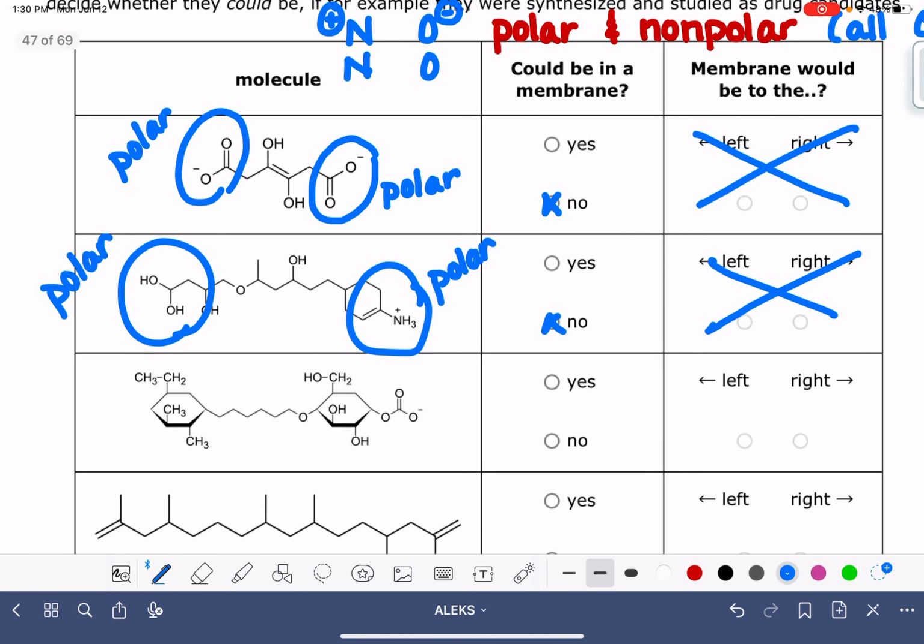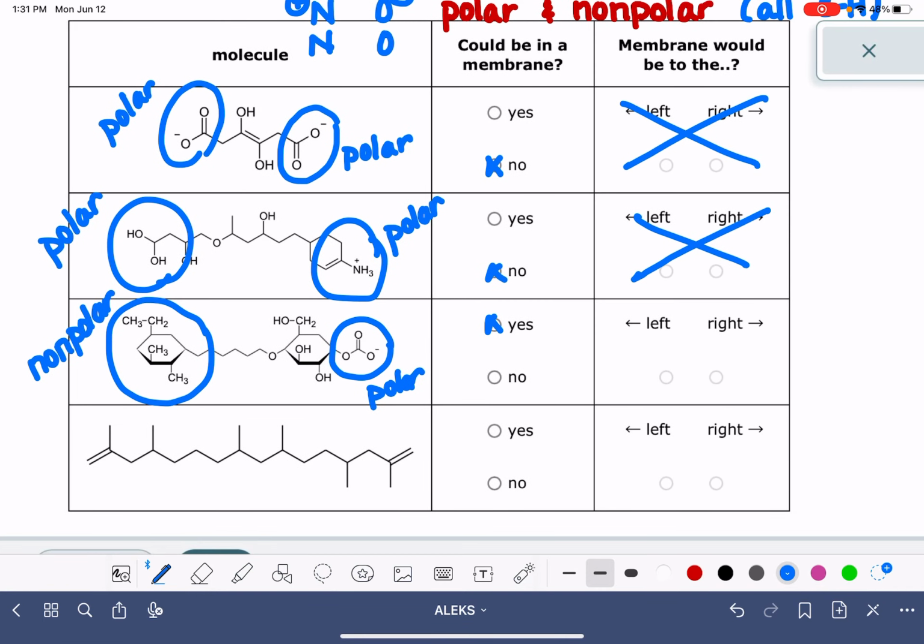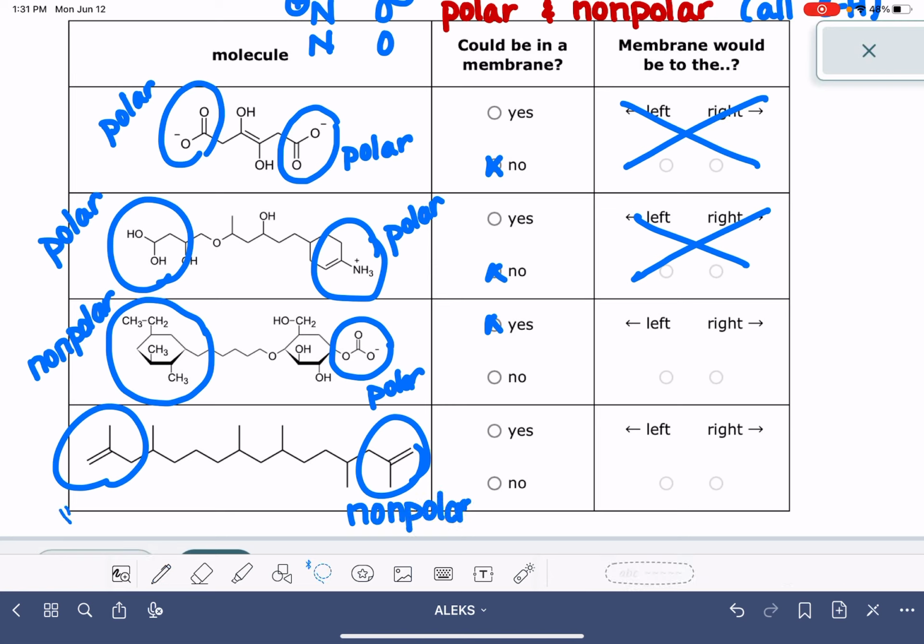Down here, what do we have? We have a polar portion of the molecule right there. And this, finally, is a nonpolar portion. So we can say, yes, this one would be in a cell membrane because it has polar and nonpolar. These two ends, because these are all hydrocarbons, all carbons and hydrogens, this end is nonpolar, this end is also nonpolar. So this molecule could not be in a cell membrane.